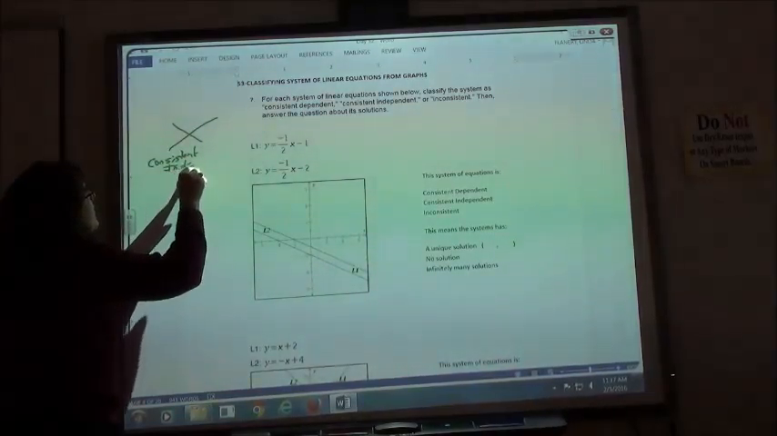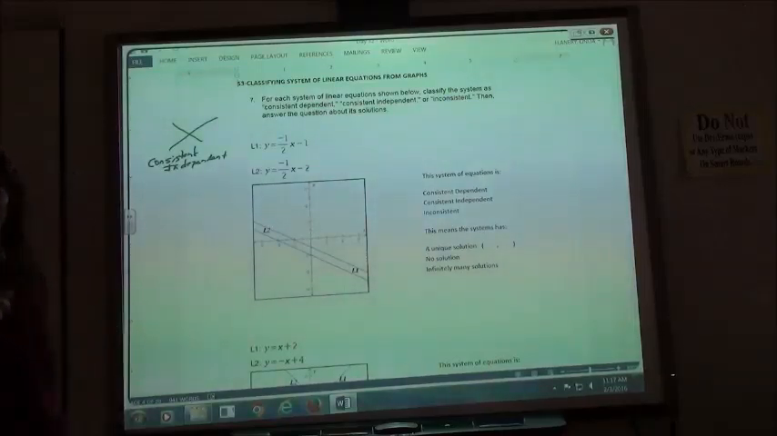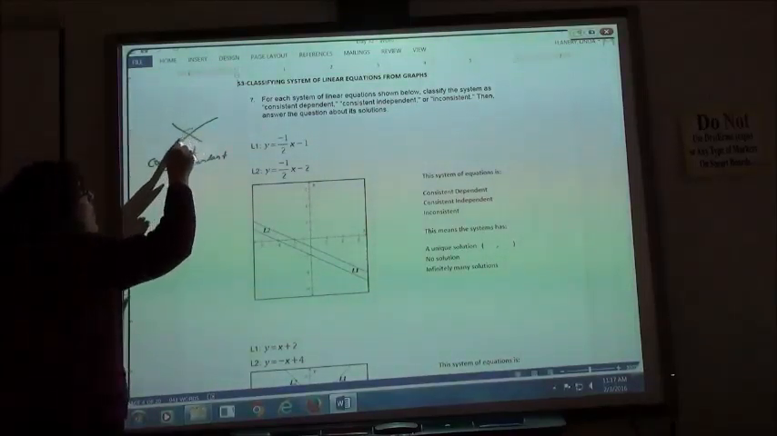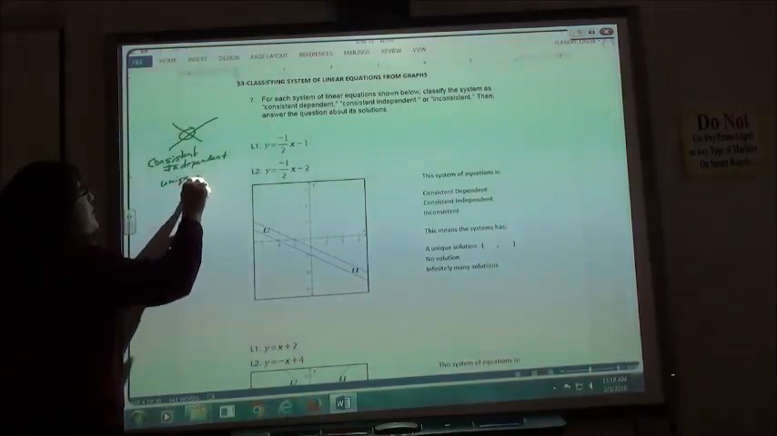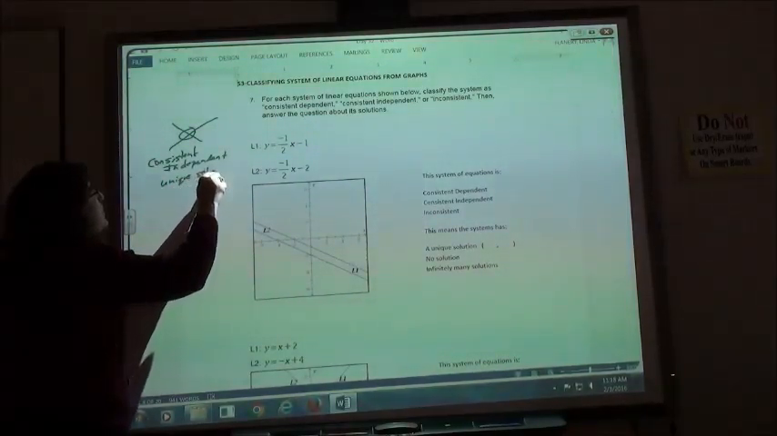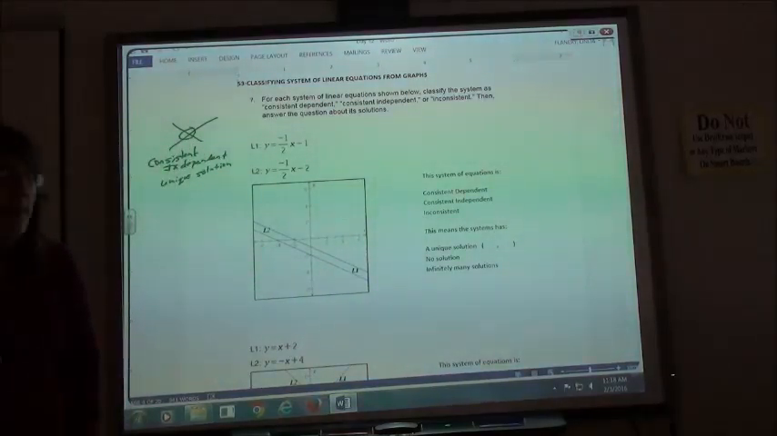Independent means it has one answer. The one answer is the point wherever they cross. So these will have a unique solution, whatever the point that they cross in is what your answer is.